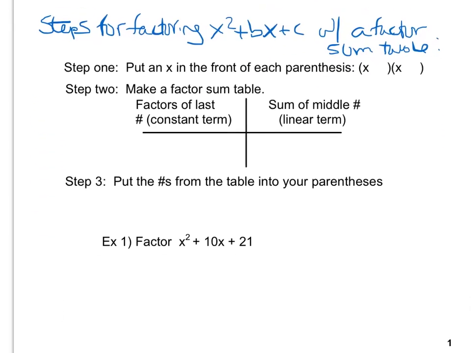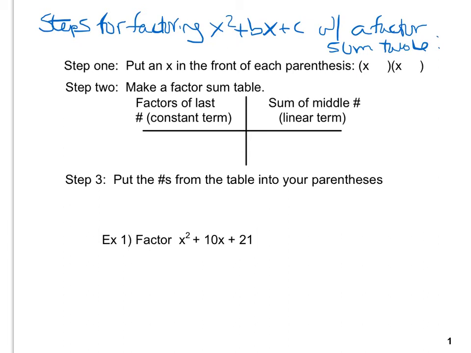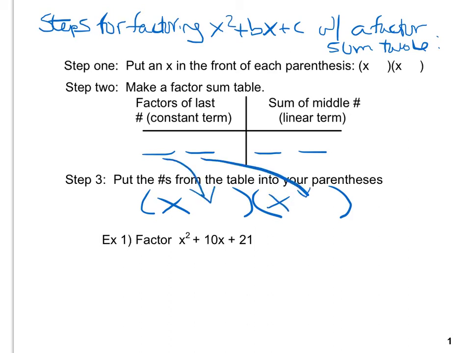So for that reason, when we do a factor sum table, we are always going to do factors of the last, which will be the constant term, because we always want to make sure we're in standard form, with the sum of the middle, my linear term. Once I've made my factor sum table, whatever numbers I get will be the same numbers on both sides of my factor sum table. I already know there's an x in front here, so I'm going to put those numbers into my parentheses.